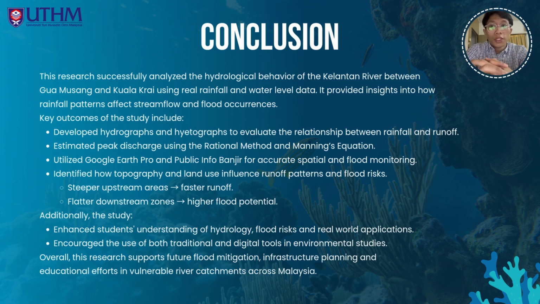As for the conclusion, I can conclude that the study successfully analysed the hydrological behaviour of the Kelantan River between Gua Musang and Kuala Krai using real rainfall and water level data that we obtained from Google Earth Pro and Public Info Banjir. It showed how rainfall patterns affect stream flow and flood risk. Some key findings include: the hydrograph reveals the relationship between rainfall and runoff. We use the rational method and Manning equation to estimate discharge, and we found that steeper upstream areas cause faster runoff, while flatter downstream areas have higher flood potential.